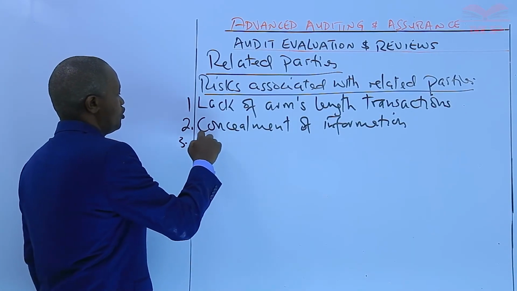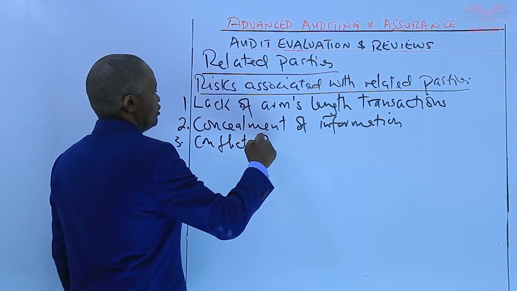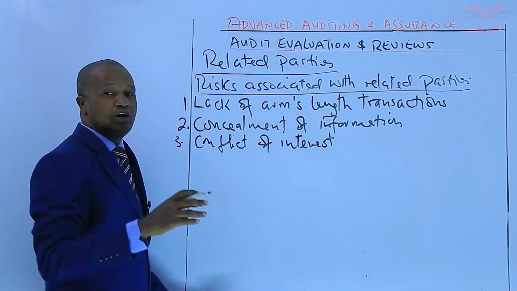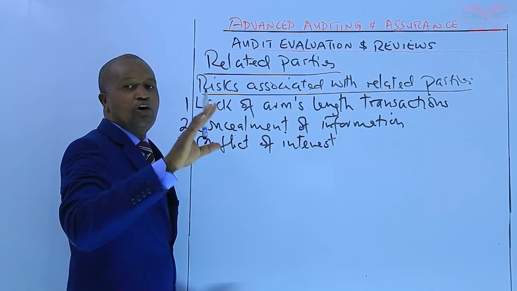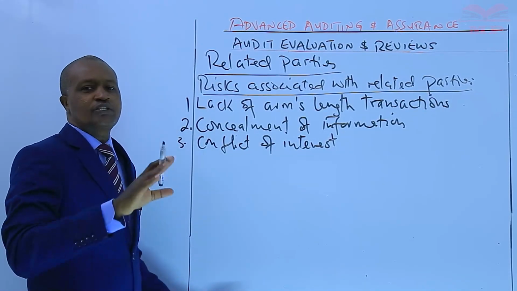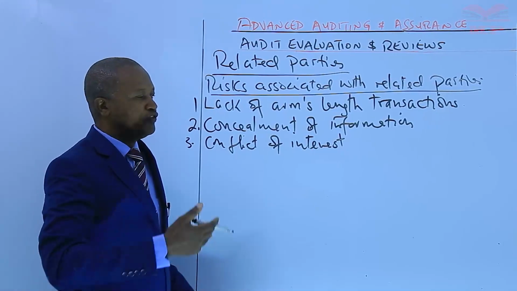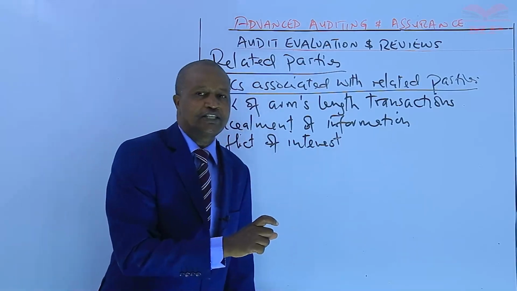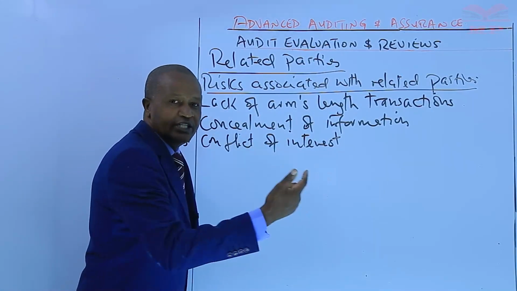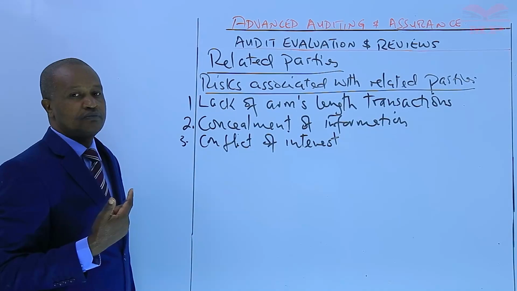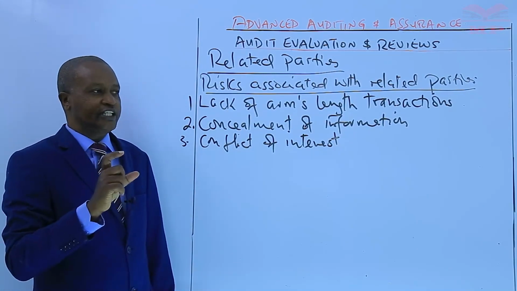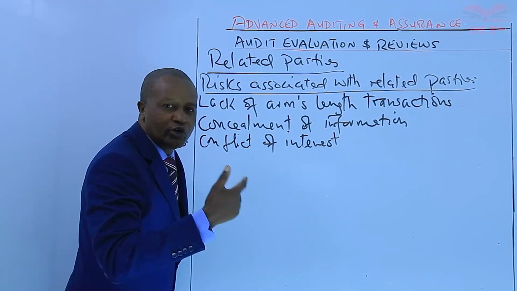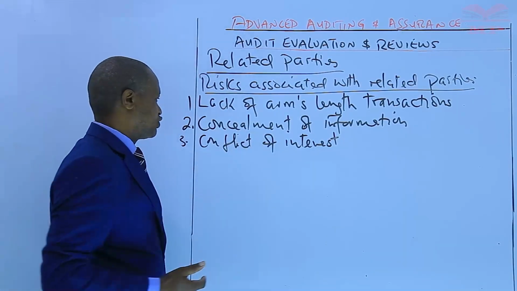Three, conflict of interest. Related party transactions may involve conflict of interest, where the interests of the related parties diverge from the best interests of the company. And that can result in biased decision making and transactions that may not be in the entity's best interests.